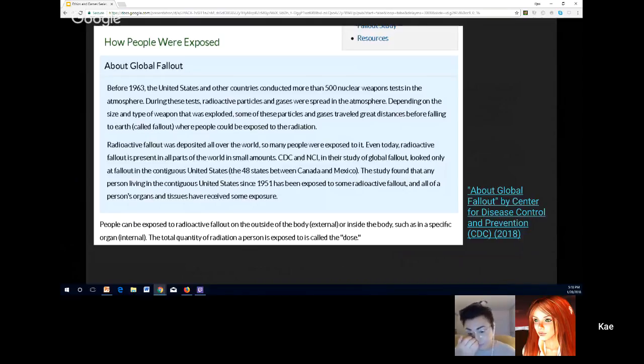Now, I'm going to skip a little bit here. It says, the study found that any person living in the contiguous United States since 1951 has been exposed to some radioactive fallout, and all of the person's organs and tissue have received some exposure. So lucky us, all of us who live in the United States right now have been exposed to radiation due to the tests that the United States and other countries have conducted. So please go next.